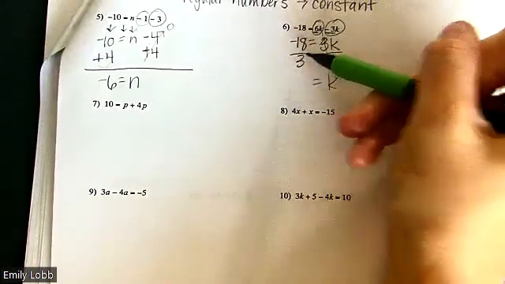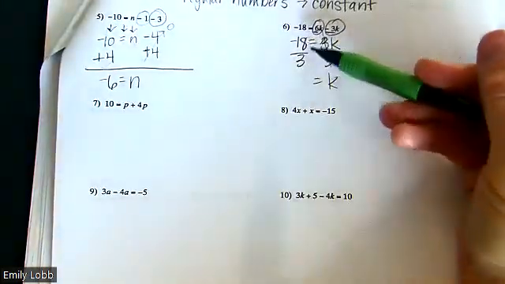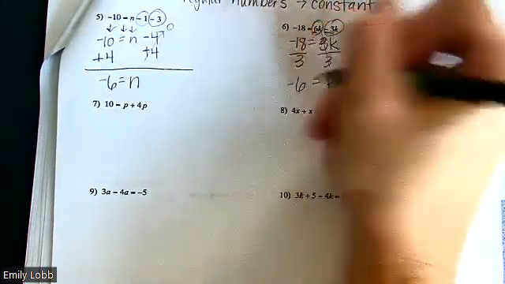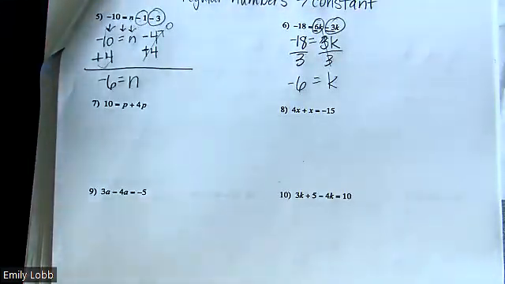That fraction bar means to divide. -18 divided by 3 equals what? -6. Well done. So 5 and 6 were the same.